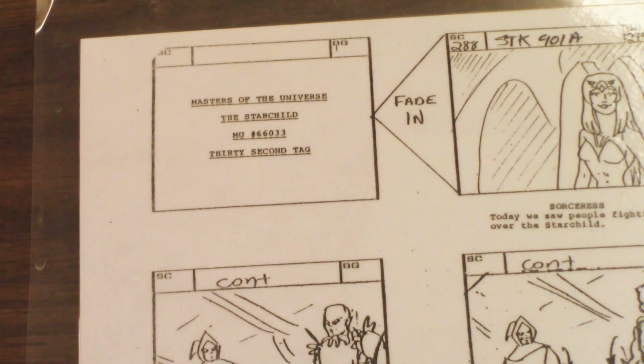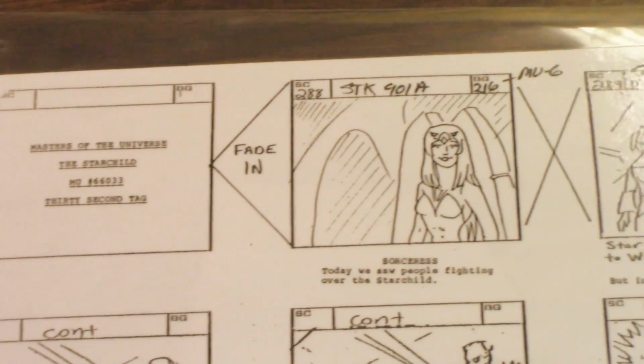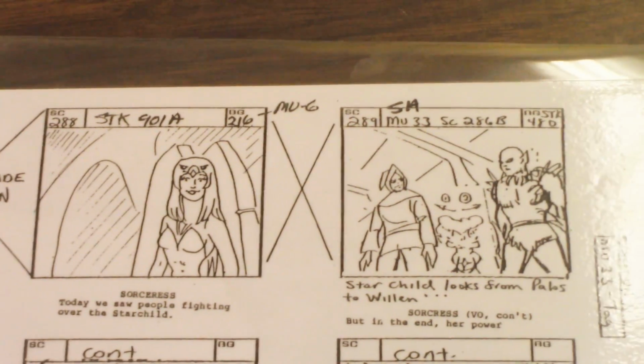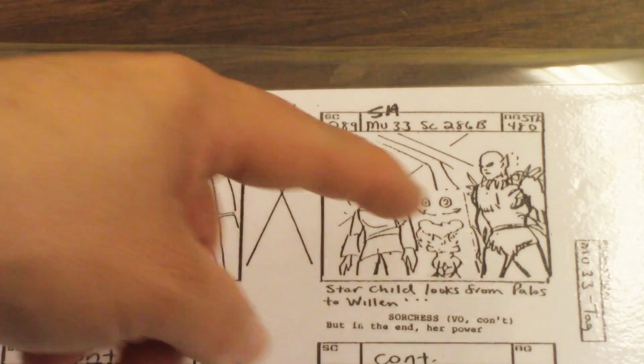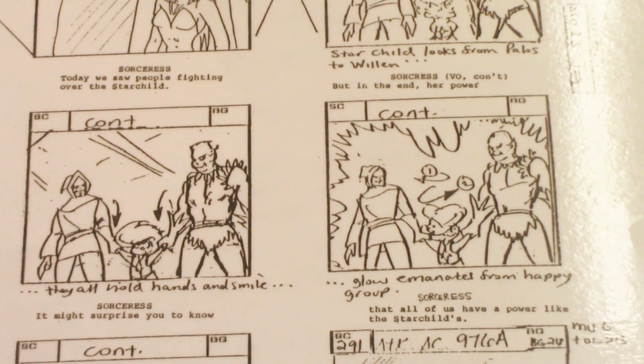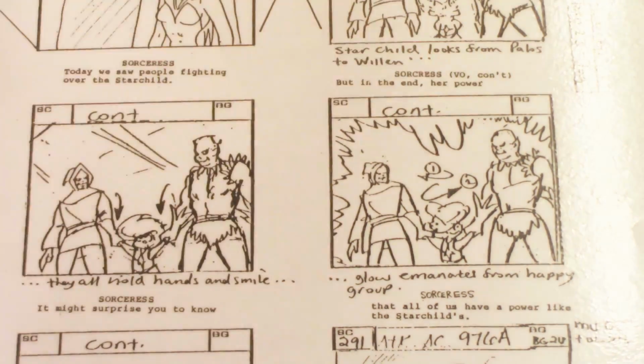From that script, a storyboard artist created this. You have your title sequence, fade into the sorceress. She wears a bird-type costume. Crossfade into the footage of the two characters fighting over the Star Child. We have a few frames of that. Here you can see the glow of the Star Child's power.